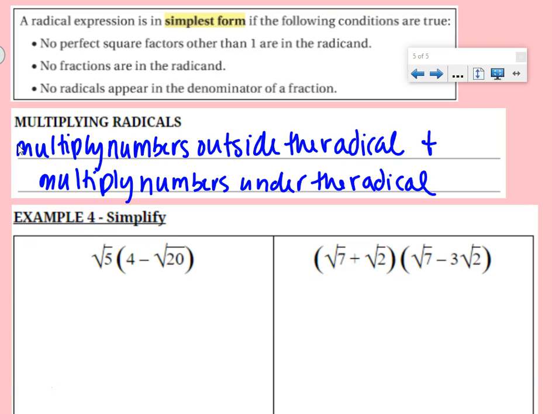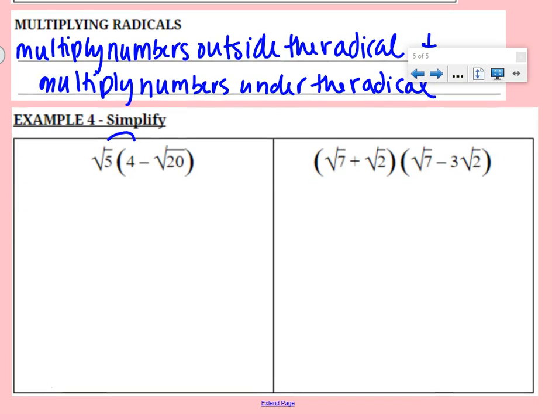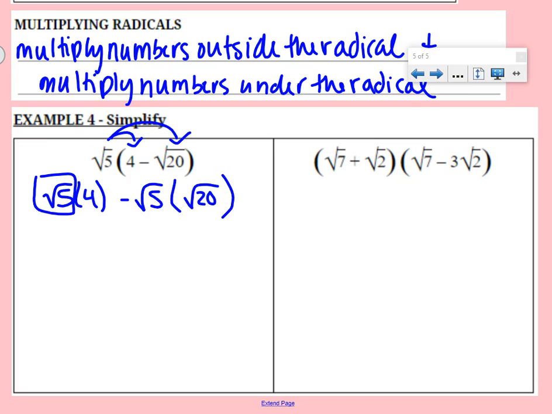So if we look at this example, first off, we are going to have to distribute. So we have the square root of 5 times 4 minus the square root of 5 times the square root of 20. So what I mean by numbers outside the radical is 4 is not underneath the radical, so that would be outside the radical. 5 is under the radical. So we can't put these two together. We just have to leave it as 4 times the square root of 5. But remember, we always want the square root last, so we put that 4 in front.